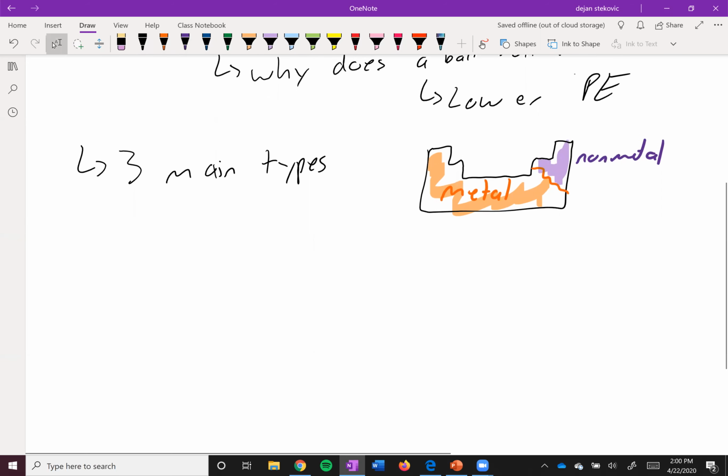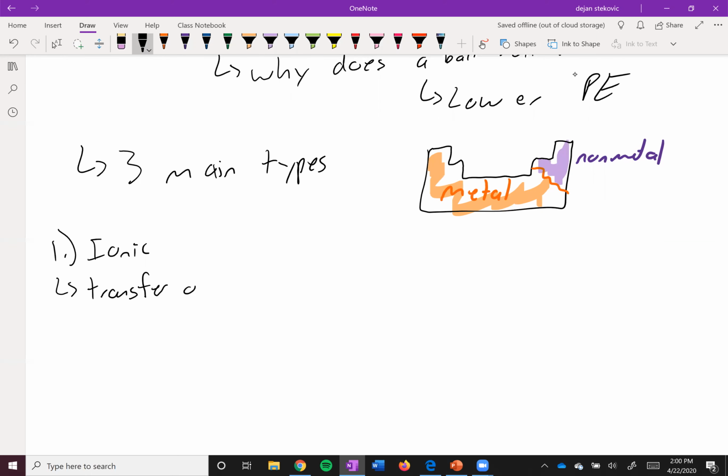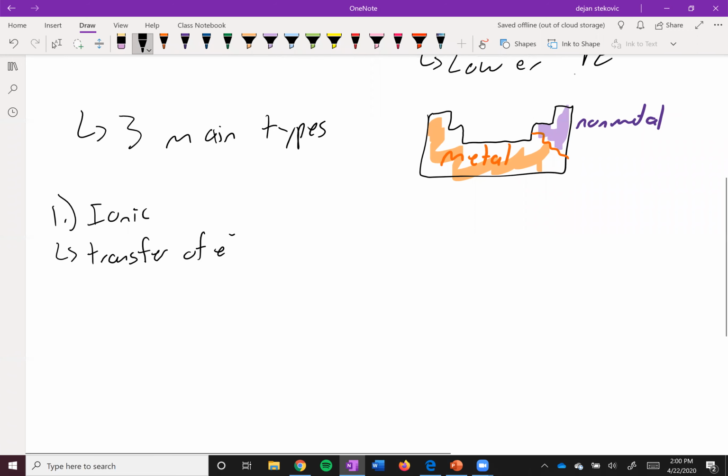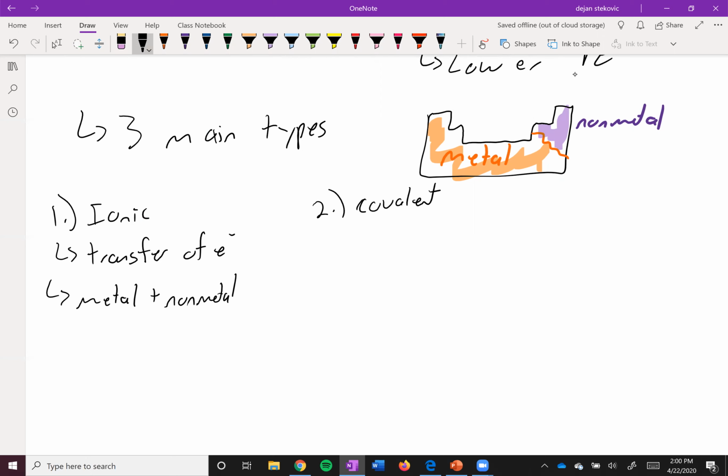So let's take a look at our different possible scenarios. The first is an ionic compound. And so this involves the transfer of electrons. So something gains an electron and something loses an electron. And remember, it's with a metal plus a non-metal.